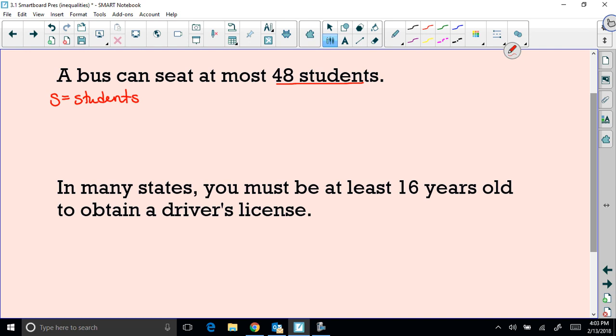And then just like we did up above, we're going to put our variable on first. We're going to put the numerical value, which is 48, next. And so here's what you're asking yourself. Do I want my students to be more than 48, or do I want my students to be less than 48? So don't get caught up in that wording. Some of you will say, oh, most means more than. The bus can seat at most. That means it can't hold any more than 48. So I need my students to be less than 48, but it can also hold 48, so it's going to be equal to. Okay?